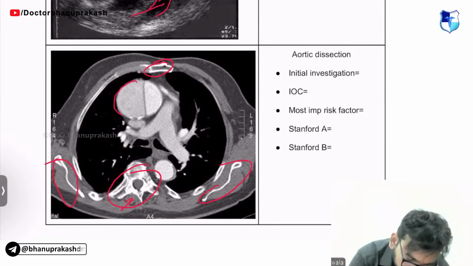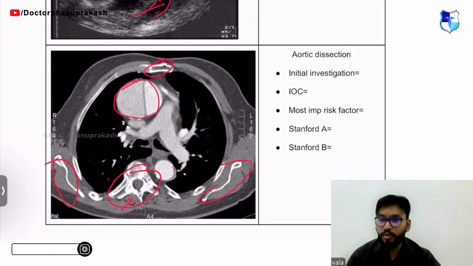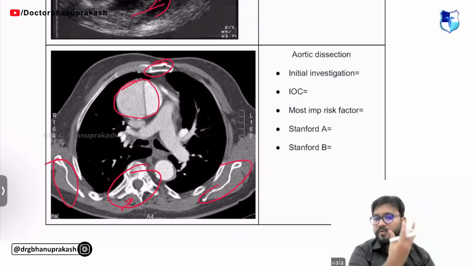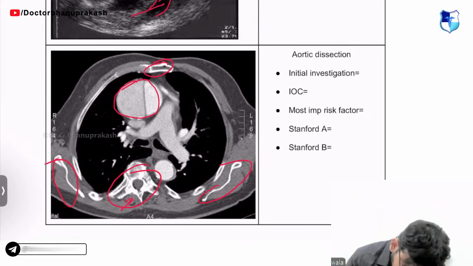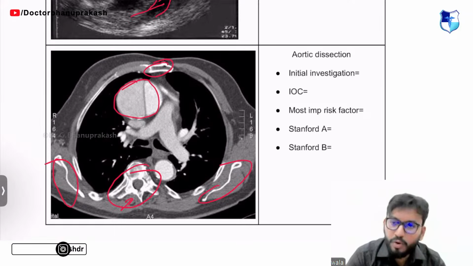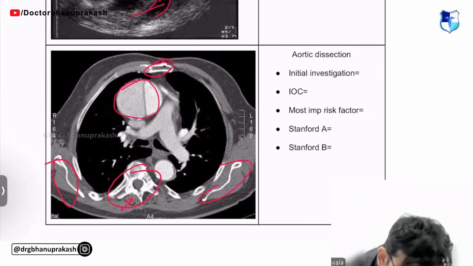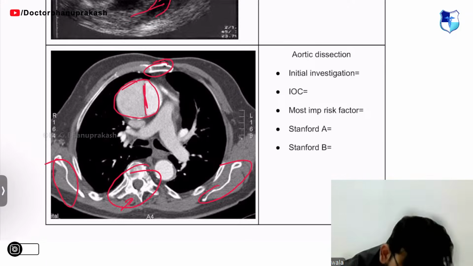Look at this, guys. What was this vessel that I told you? What was the vessel that was coming from the front and going behind towards the left? This was your ascending aorta. What do you see in your ascending aorta, guys?